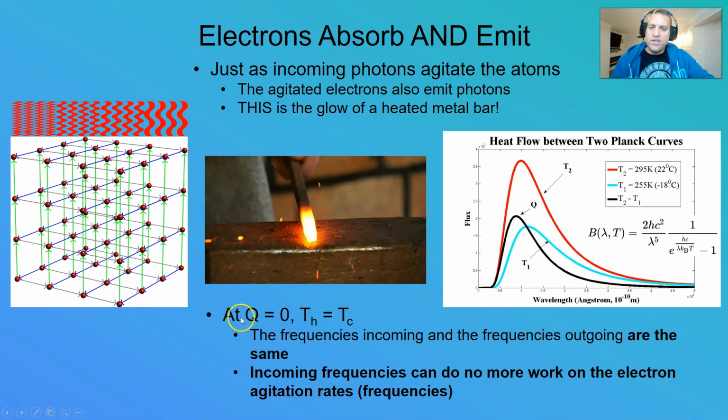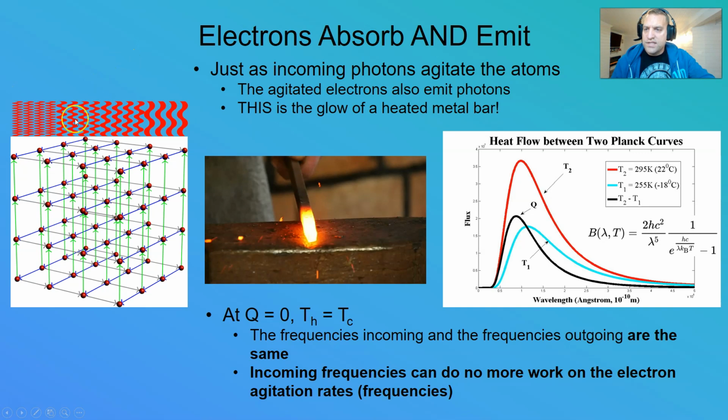So at Q equals 0, heat flow equals 0. So if heat flow is equal to 0 because these electrons and these atoms have been maximally agitated by the incoming frequencies, the frequencies incoming and the frequencies outgoing are the same. So when you get to that state, the curves match each other, and the incoming frequencies can do no more work on the electron agitation rates or frequencies that exist.